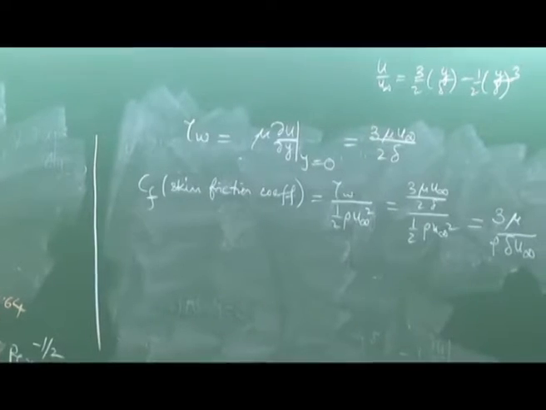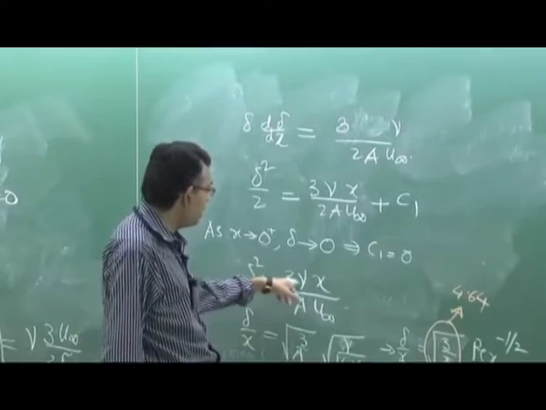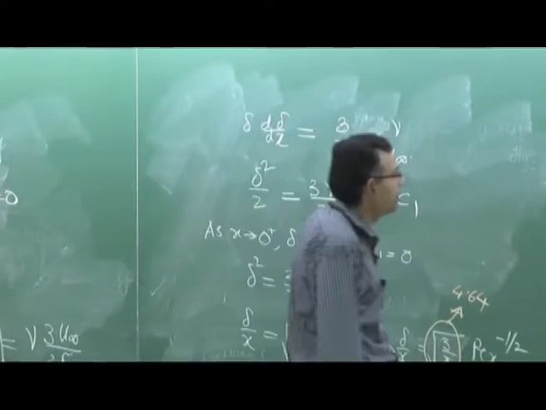And delta is, what is delta? Delta is square root of 3 nu x by a u infinity.